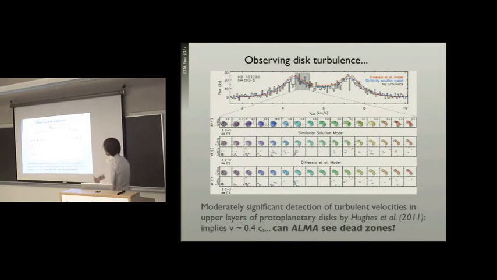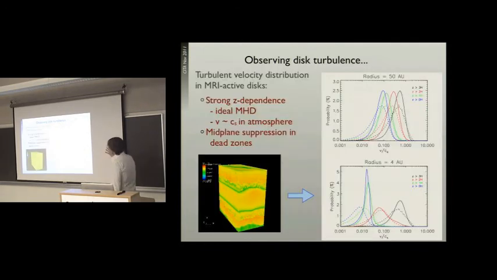And in this case, there's a sort of few sigma detection of velocities that are around 40% of the sound speed in the upper layers of the disk. TW Hydra is instead a limit, which is about 10% of the sound speed. So this would be clearly, roughly speaking, consistent actually with what you expect from the MHD expectation. In the upper parts of the disk, you have velocities that are tens of percent of the sound speed. If you go to mid-plane, we expect somewhat lower velocities.